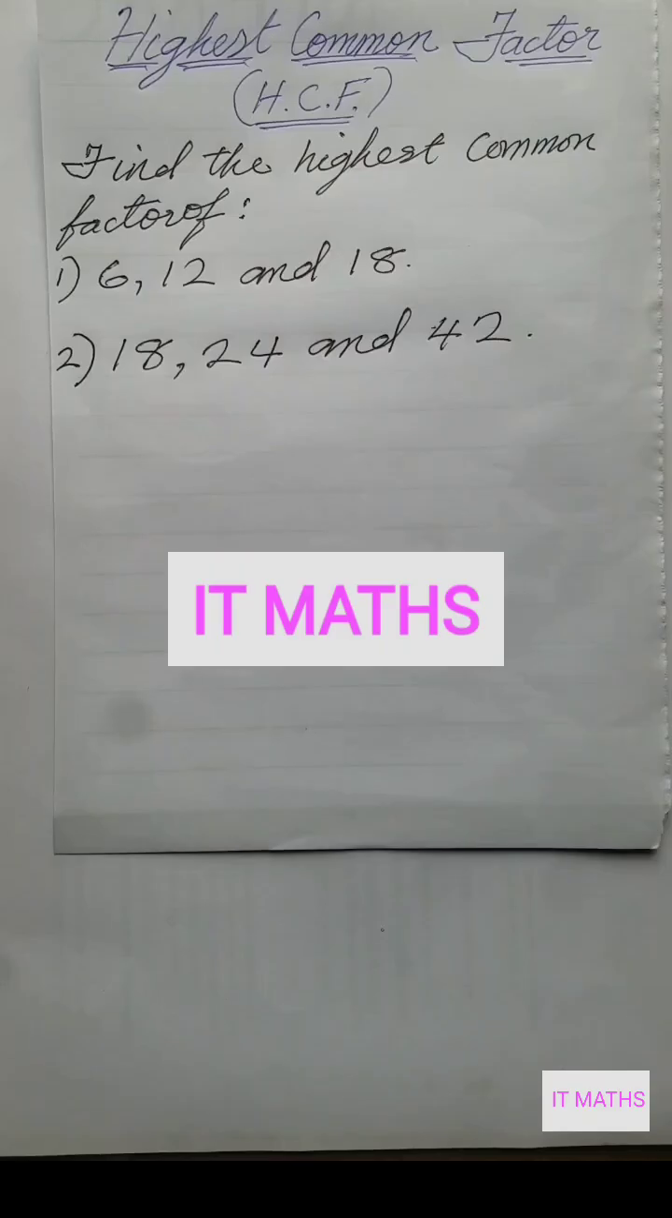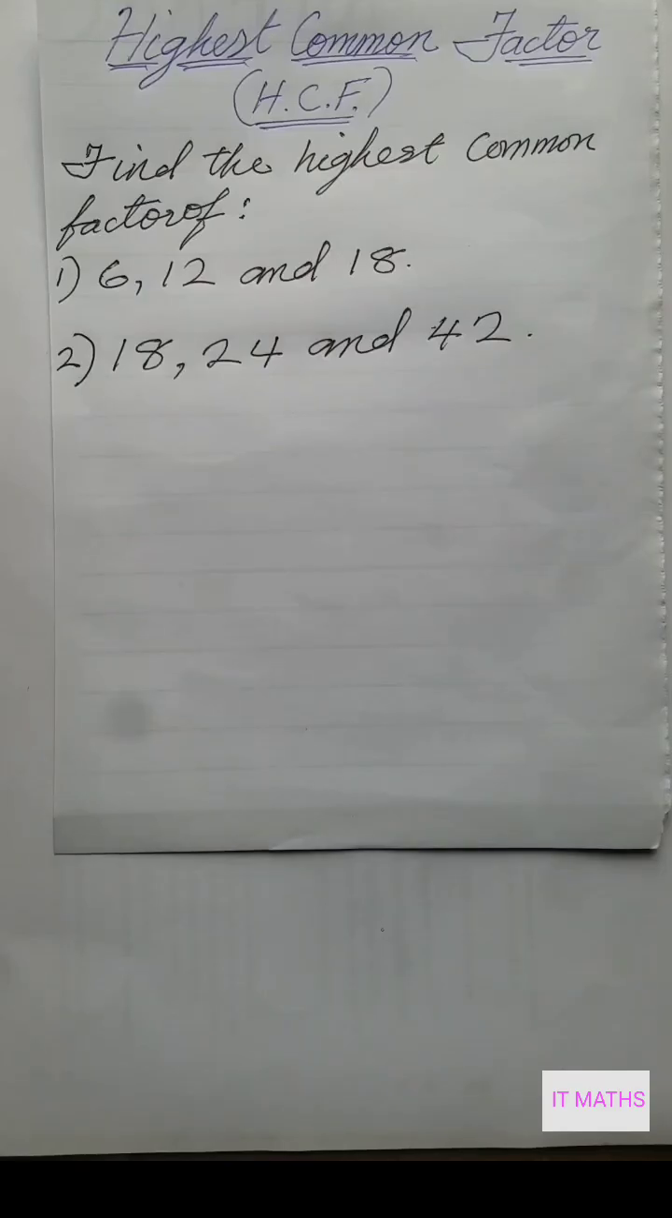In today's video we'll be looking at highest common factor. So before us we have two questions. The first one is find the highest common factor of 6, 12 and 18, and the second one is find the highest common factor of 18, 24 and 42.